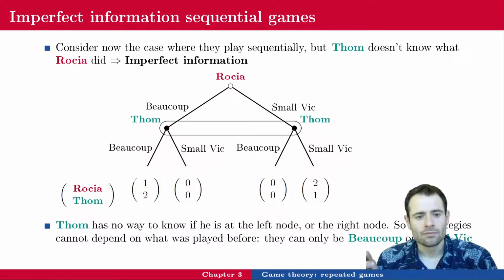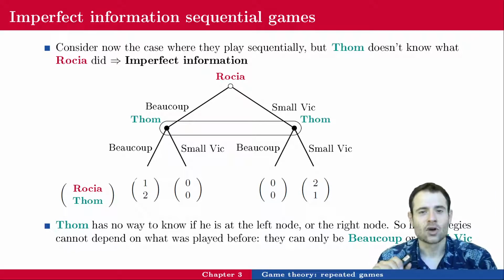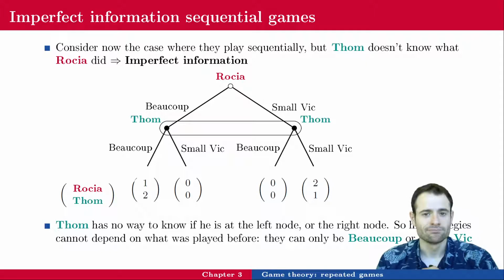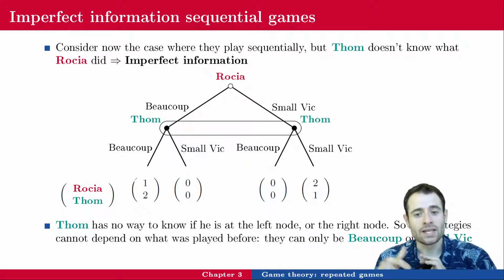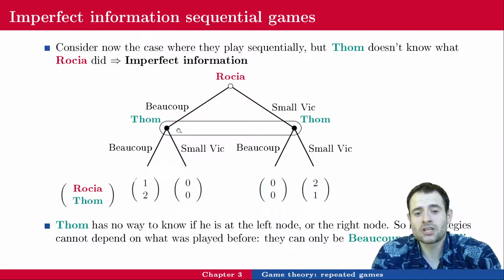Now imagine the same game, still played sequentially, but Tom doesn't know what Rosia did. So he doesn't get a text message, but he knows that Rosia is somewhere. She's already waiting at a cafe. Which one? He doesn't know. In this case, he knows that it is his turn to move. However, he doesn't know if he is at this node or at that node. And this is why both of these nodes are in the same information set. This means that between these two nodes, he has the same information, which is pretty much nothing. The information is Rosia either went to Beaucoup or Small Victory, but Tom doesn't know which one she went to.